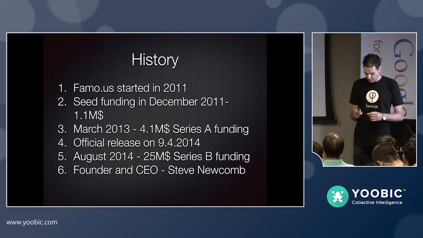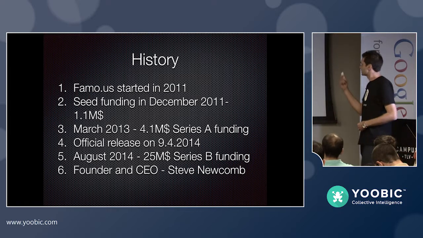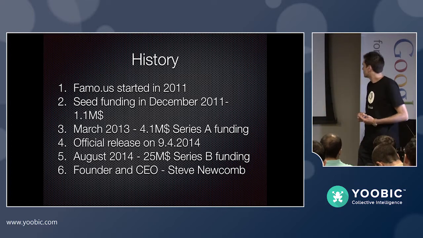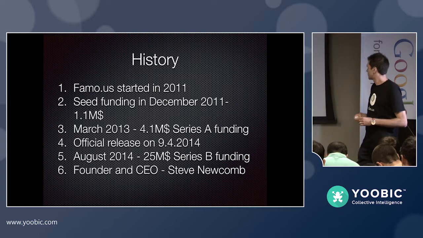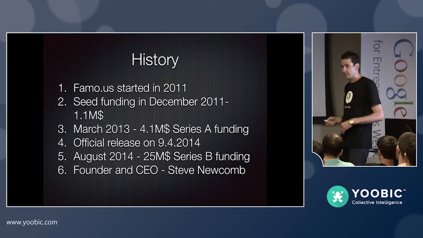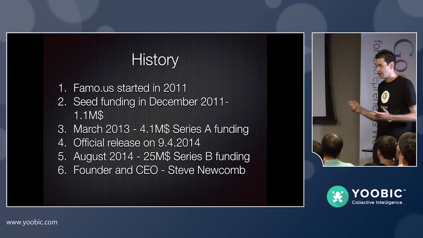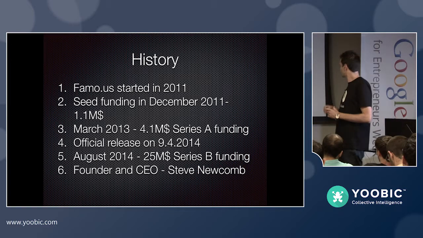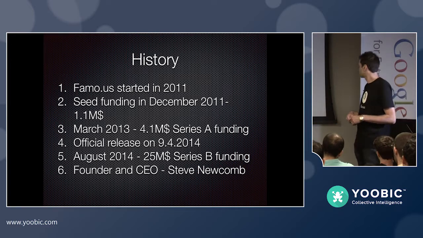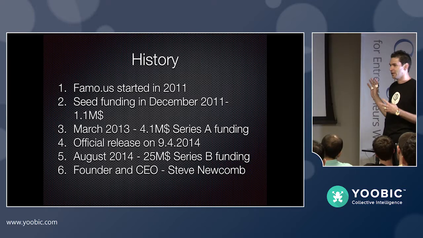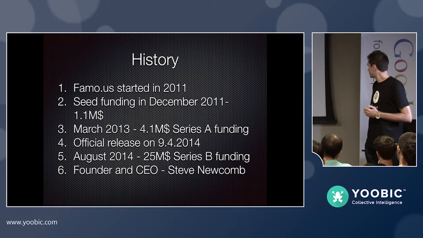And a little about history, how Famous started. It started as a private project in 2011, and they had some seed funding of 1 million. After that, they had another funding of 4 million, and they officially released on the 9th of April. It means they are half a year old officially. And 2 months before, they had huge funding of 25 million. If you think of an open source organization getting this amount of money, it's really huge. And the founder is Steve Newcomb.